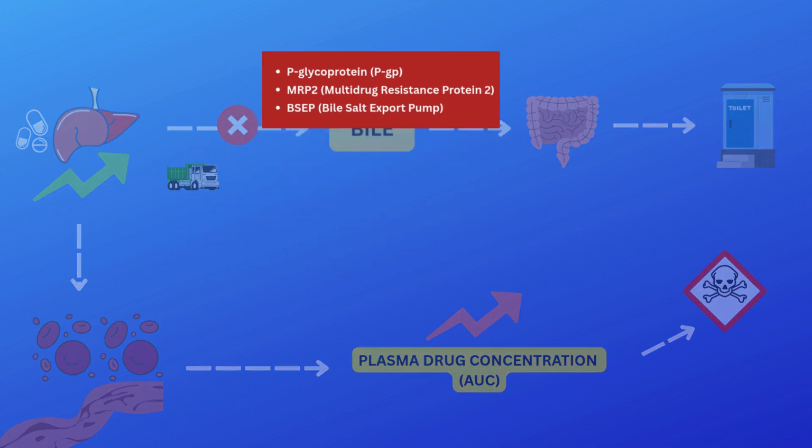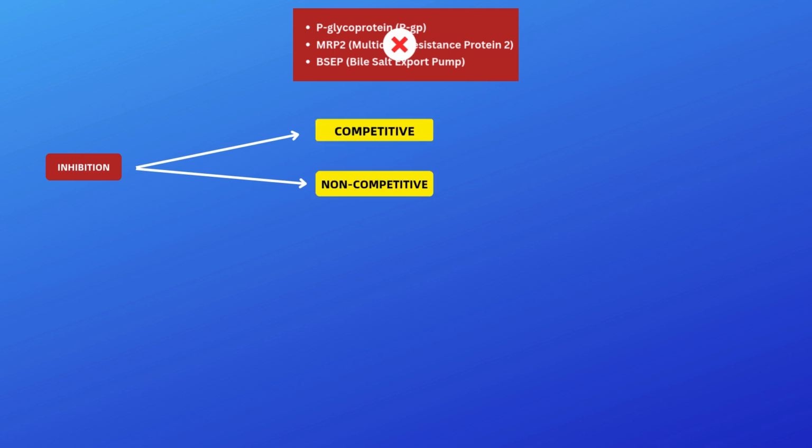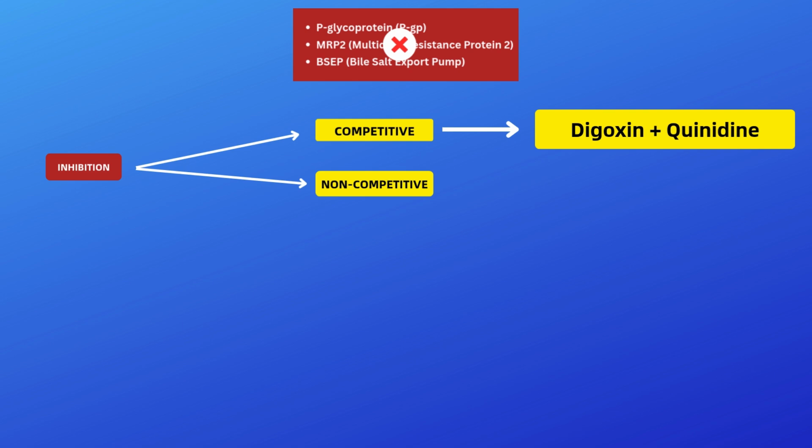Now let's see how transporter inhibition occurs. Okay, the inhibition happens mainly in two ways: competitive inhibition and non-competitive inhibition. Let's understand both with examples. Let's see competitive inhibition by taking digoxin and quinidine as examples.